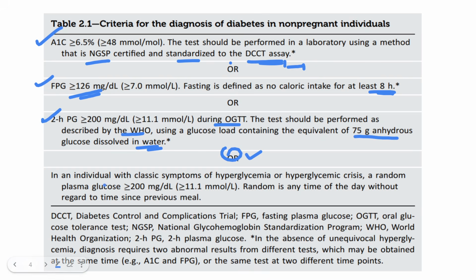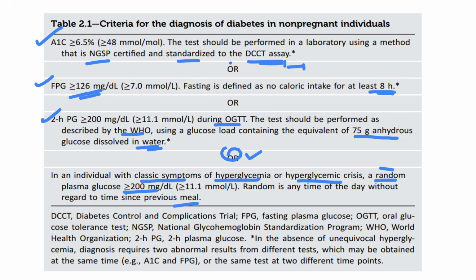Finally, diabetes can also be diagnosed in individuals with classic symptoms of hyperglycemia like polyuria, polydipsia, unexplained weight loss, or who presented with hyperglycemic crisis like DKA, HHS. Only random blood glucose of more than or equal to 200 can be used for diagnosis. So random is any time of day without regard to time since previous meal.